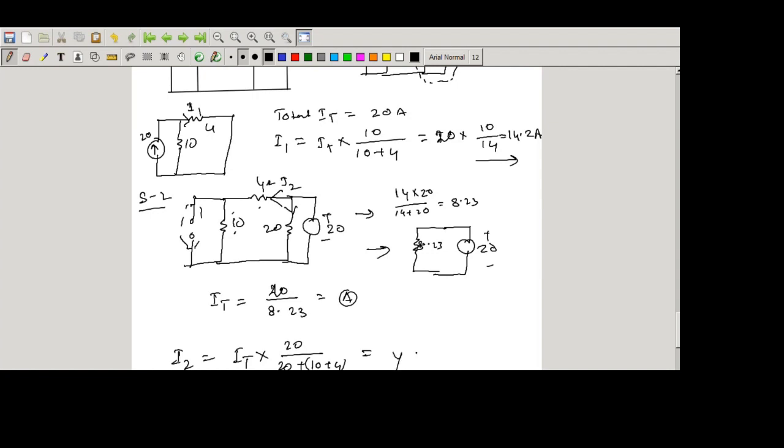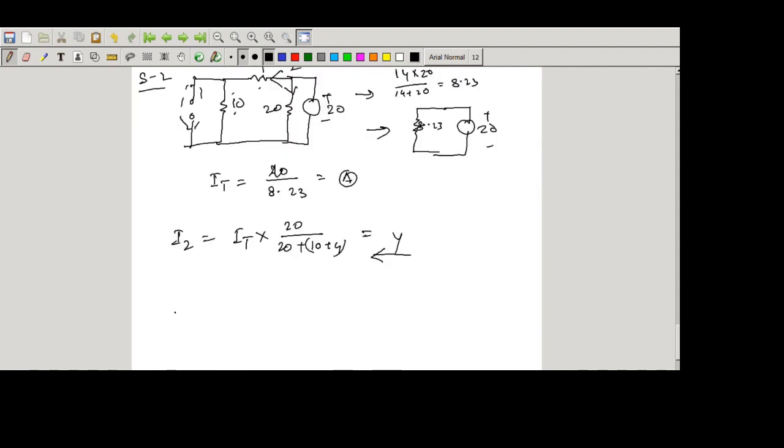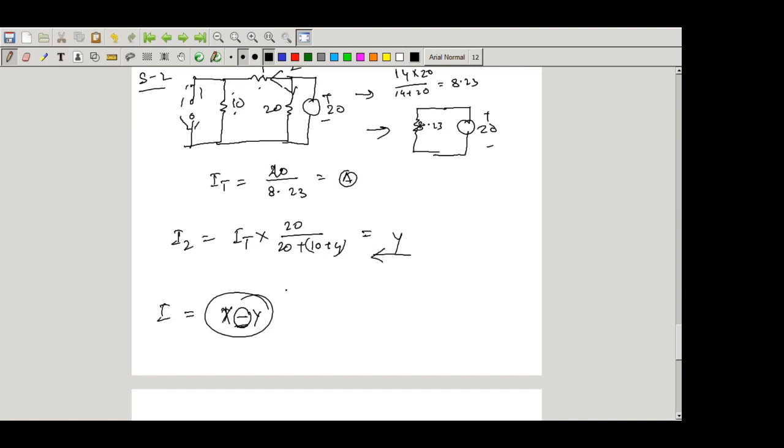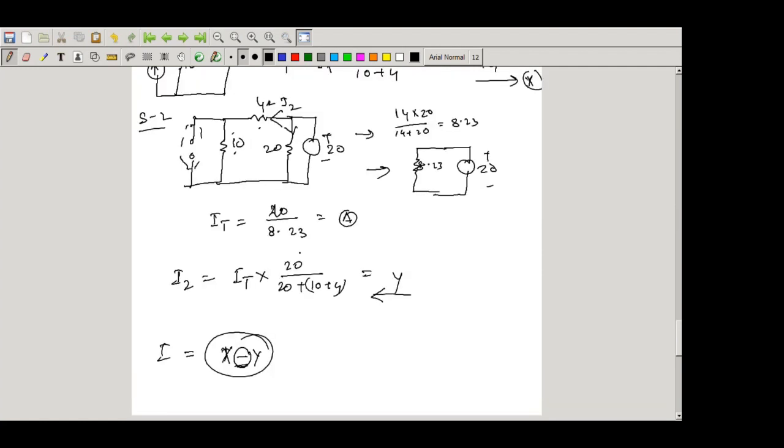Now the previous case I1, that is 14.2, we can consider as X, and the direction is the right hand side. Here you can see the direction is the left hand side. Now if the direction is opposite, the total current that will flow through this 4 ohm resistance equals the previous current X minus the new current. So this is minus, why? Because the direction is opposite. Okay, so like that we can solve any superposition theorem problem.